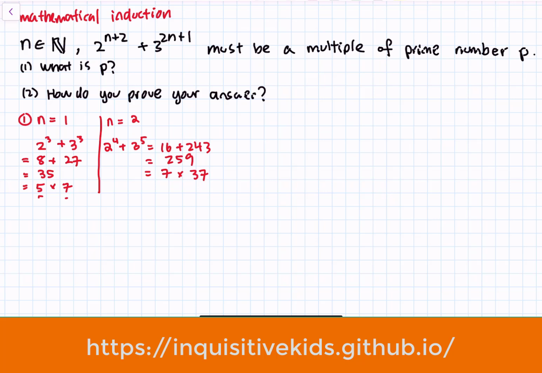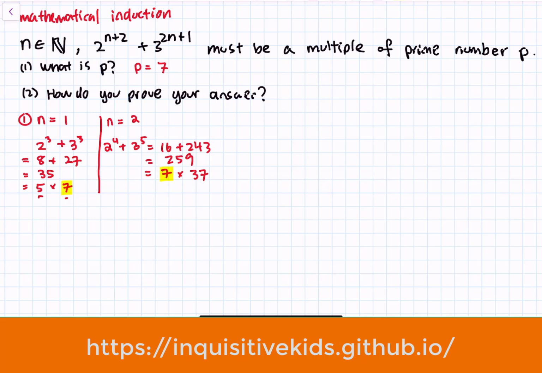So as you can see, p must be 7 because 7 is a prime number that appeared in both of these scenarios. So we can guess that p is equal to 7. But then we have to use mathematical induction to prove it. So then how can we do that?